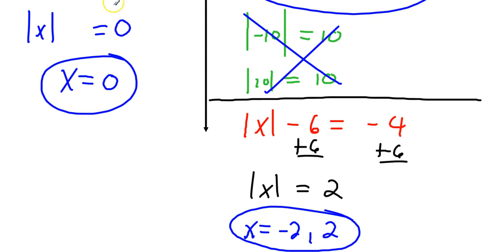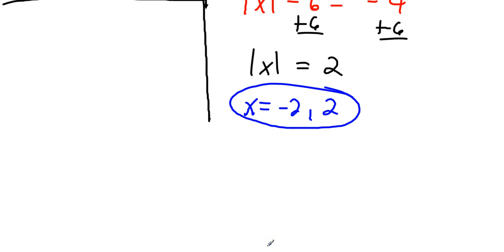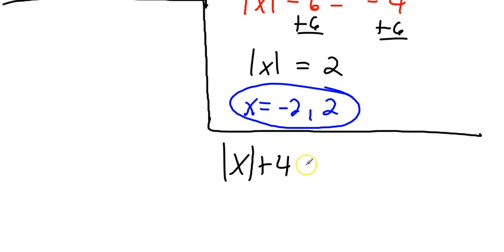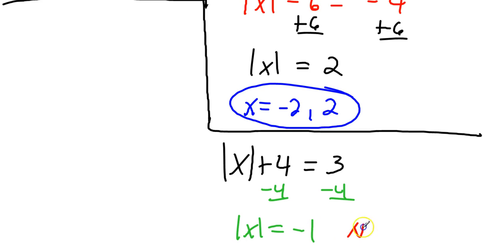They could start off the opposite way, where you start with a problem that looks okay. You could have absolute value of x plus 4 equals 3. You look at it and go, oh, okay, this is fine. But when you subtract the 4 to get rid of it and move it over, now you've got absolute value of x equals negative 1. Once you get the absolute value by itself, if that's negative, that's where you just stop and say, okay, that's no solution.